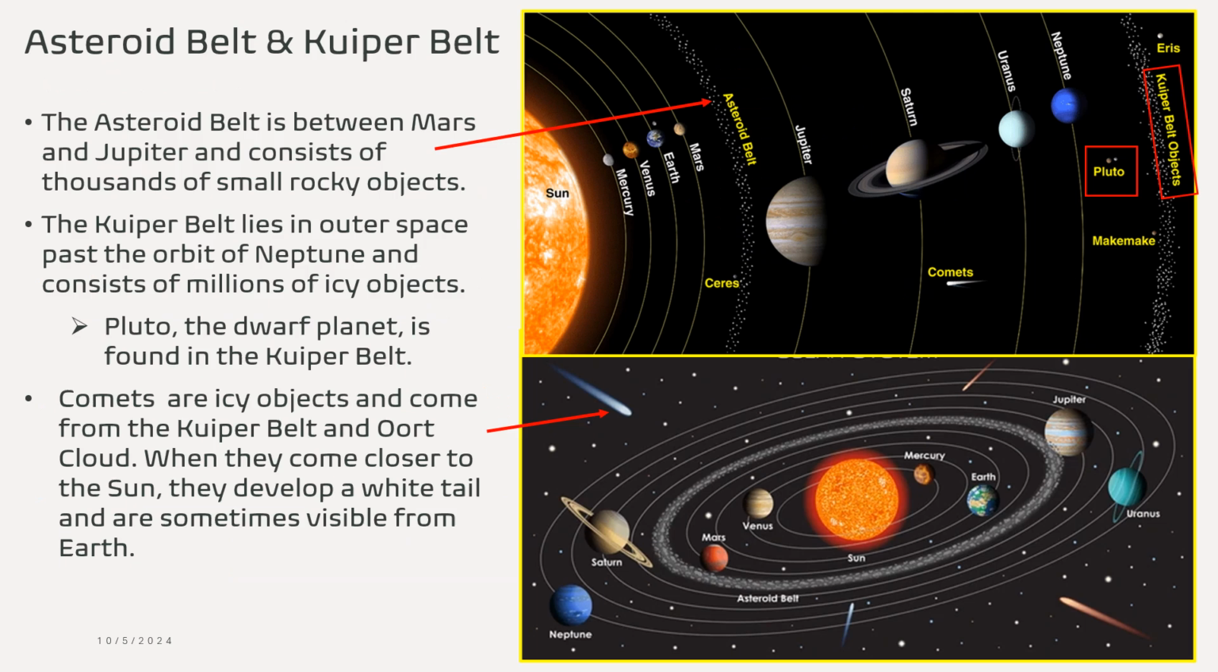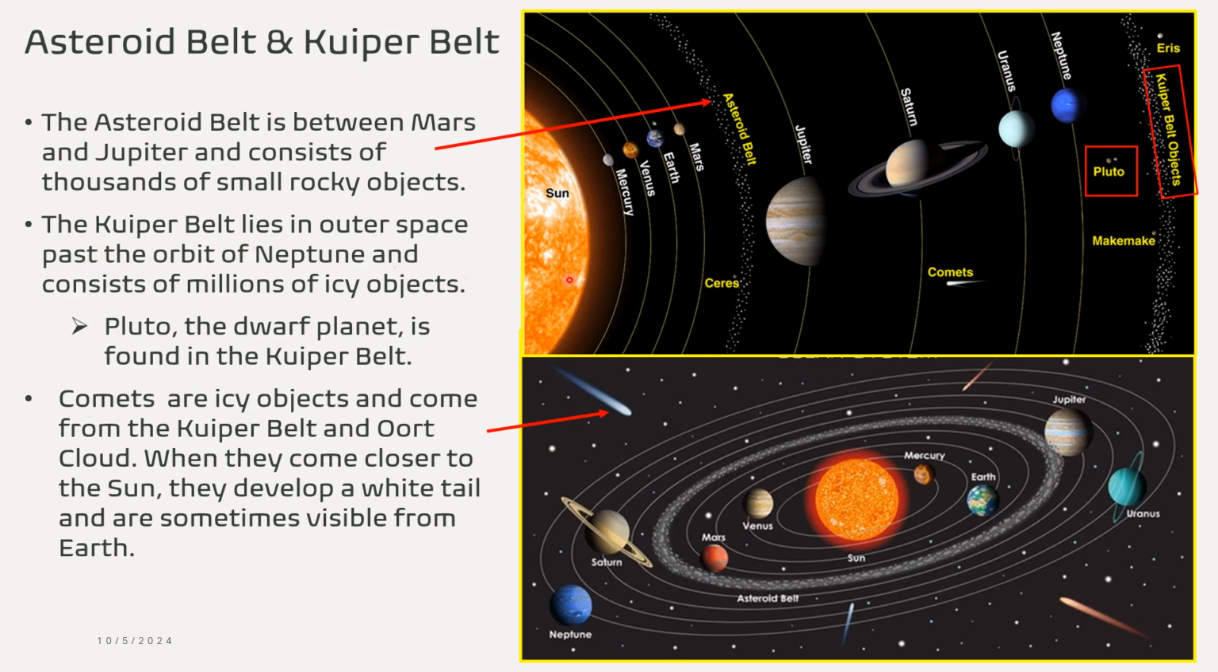Then you must also know about the asteroid belt and the Kuiper belt. The asteroid belt is between Mars and Jupiter. So there between Mars and Jupiter, you find the asteroid belt, and the asteroid belt consists of thousands of small rocky objects. And that's also where meteors will come from, but we will talk about that in one of our next lessons.